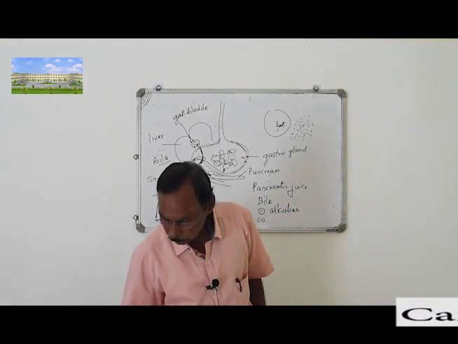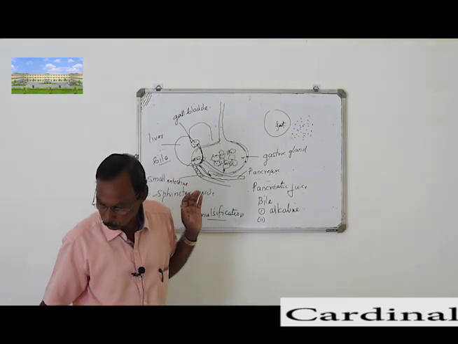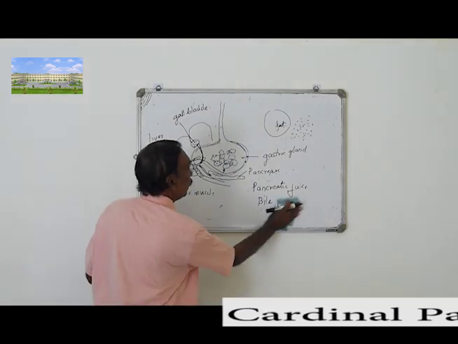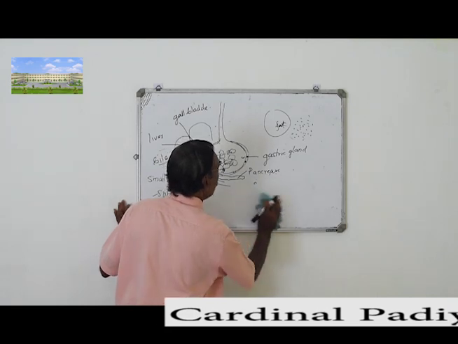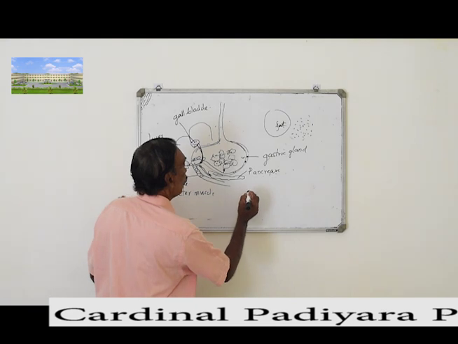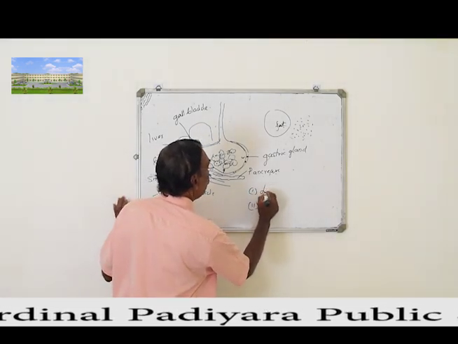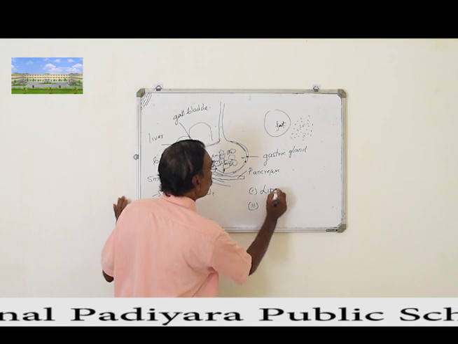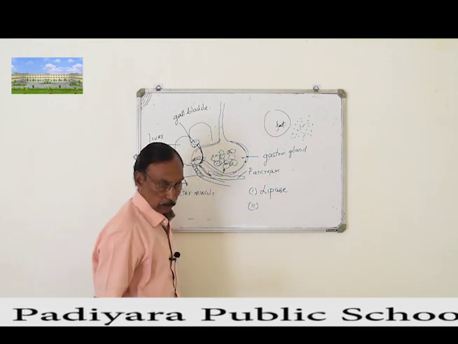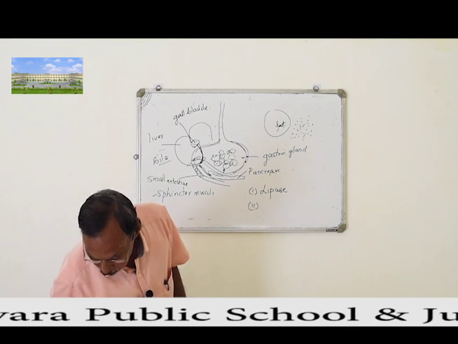And you can see the pancreatic juice. Next one is pancreatic juice. Pancreatic juice contains important enzymes. Two enzymes are there. One is the lipid digesting enzyme, lipase. The second one is the protein digesting enzyme, called trypsin.